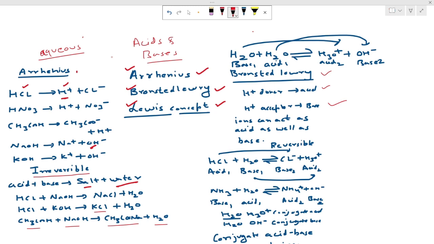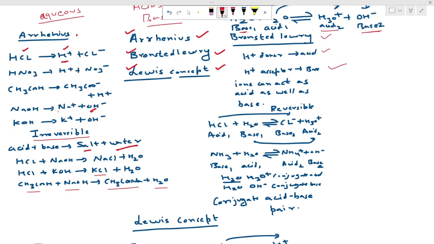For example, here water is acting as a base and it is taking the H+ ion, forming the hydronium ion. So this is the conjugate acid of this base, and we have this acid here. It is acting as an acid because it is releasing the H+ ion. So this is an acid, and this is its conjugate base. In this concept we can see that ions can act as an acid as well as a base. This ion is acting as an acid, this ion is acting as a base.